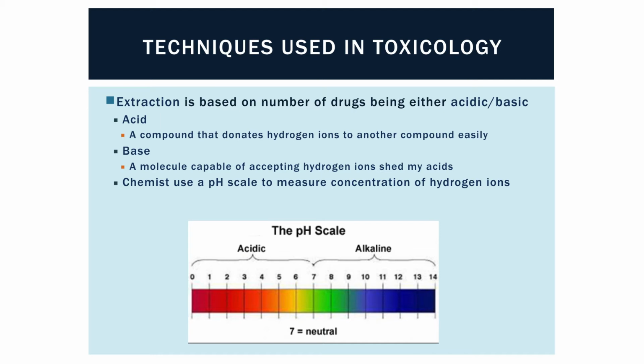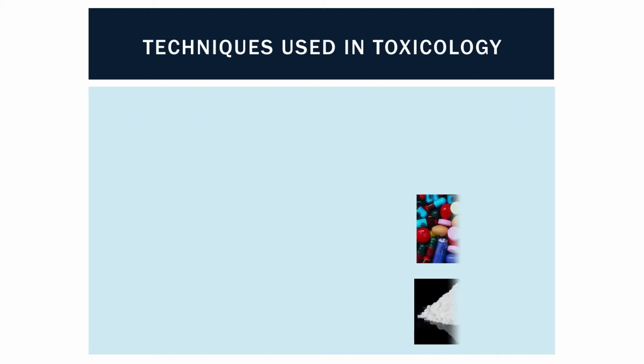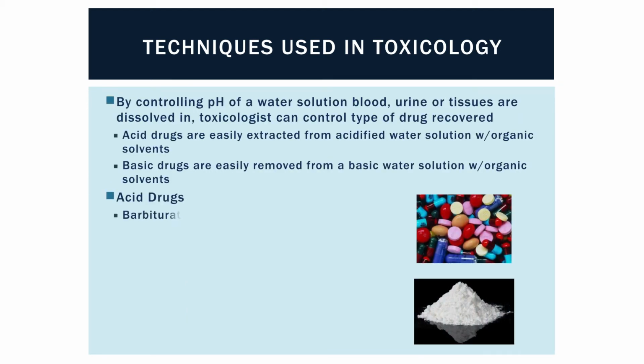Most of the drugs that are presented to the toxicology unit are alcohol, marijuana, and cocaine. They actually account for 90% or more of the drugs that they encounter, for which they can use the acid or base findings. And to do this, they control the pH of a water solution that the blood, the urine, or the tissue are dissolved in. Toxicologists can control the type of drug that's actually recovered.